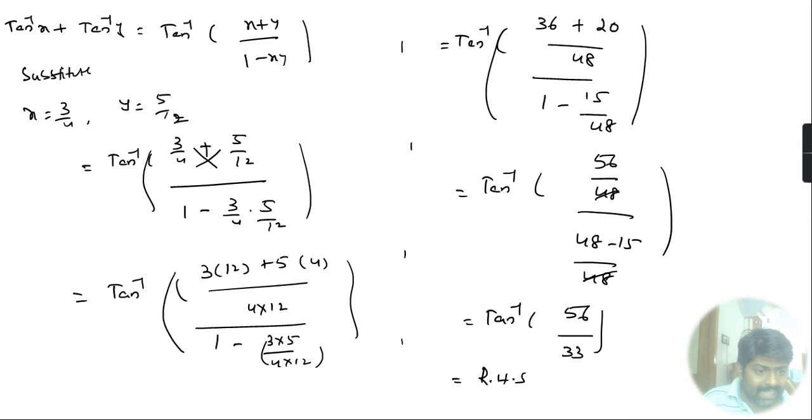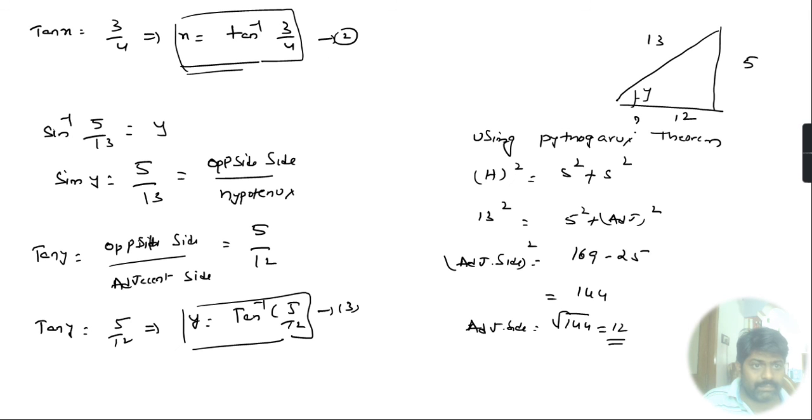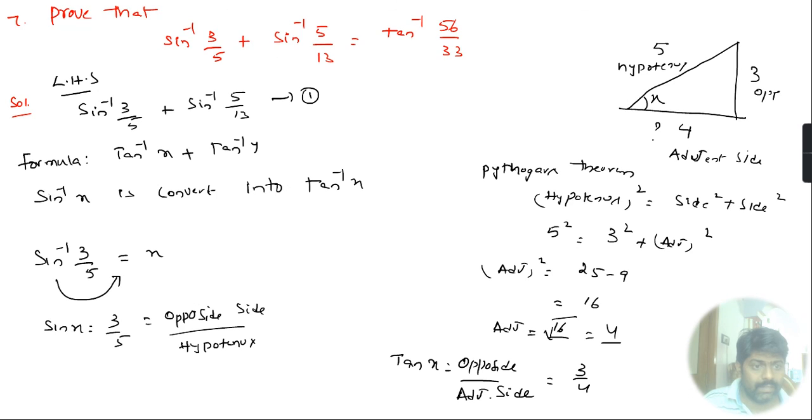So now we recall the problem. We need to prove that sin inverse of 3 by 5 plus sin inverse of 5 by 13 is equal to tan inverse of 56 by 33. Okay. So here we have to take the LHS. The LHS is equal to sin inverse of 3 by 5 plus sin inverse of 5 by 13.